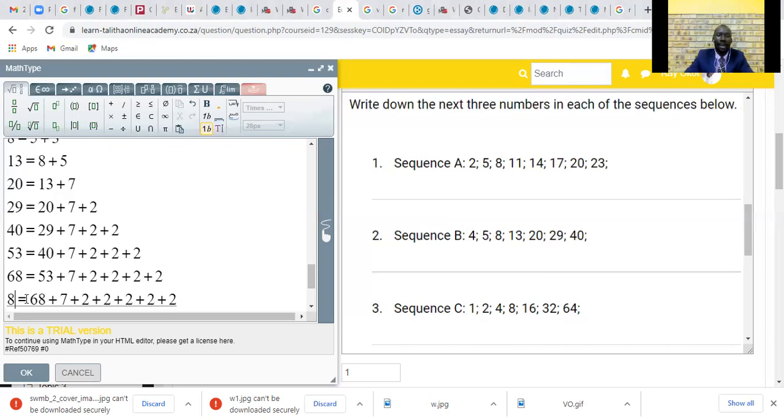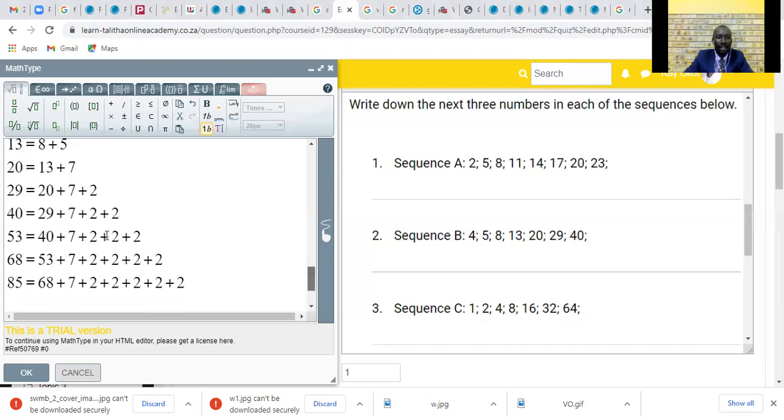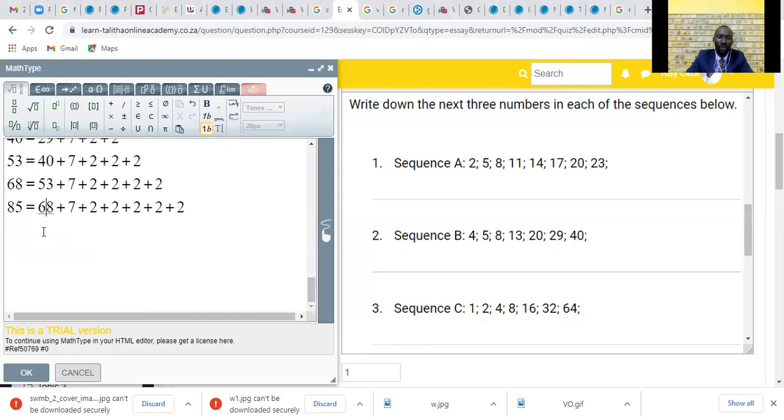Yes, 85. So that means for this pattern, which is right up here in sequence B, we are going to add 3 numbers, and these 3 numbers are, the first being 53, the second being 68, the third being 85. This is how you would find out the patterns in sequence B.